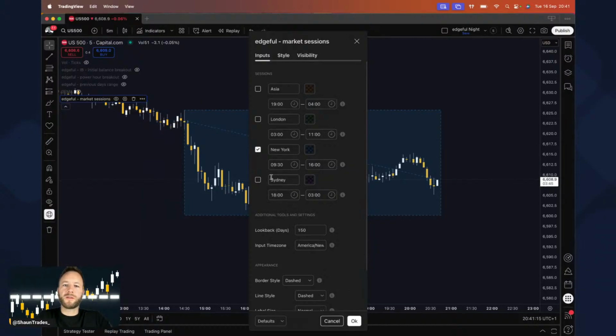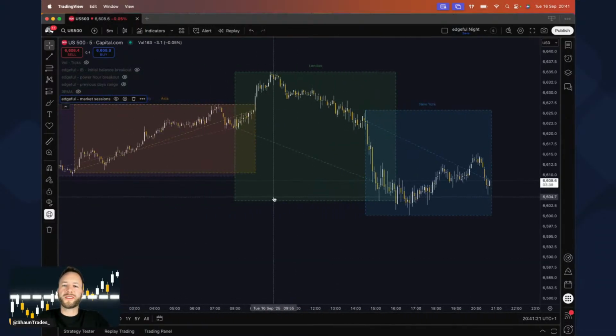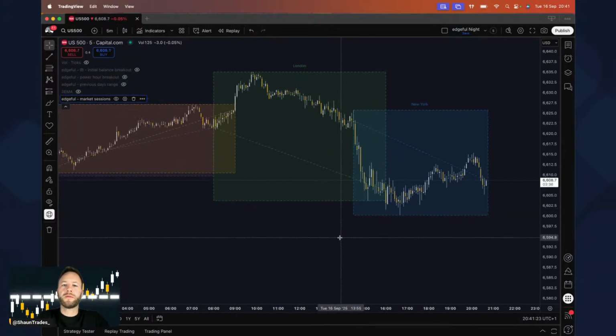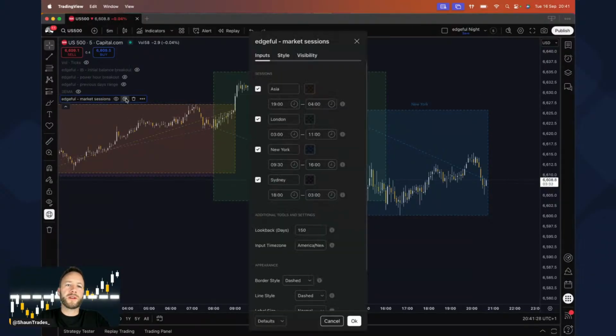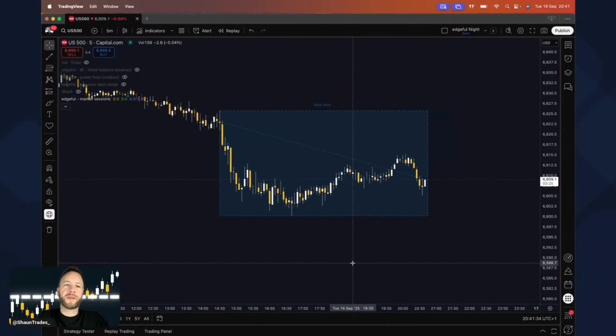But yeah, you can obviously toggle different time zones as well. Then all four of them will come on there, so you can see how they overlap and how they potentially become more volatile when they overlap. But for now, we're just going to keep on with the New York session, because that's where I trade, and I traded in the last hour.